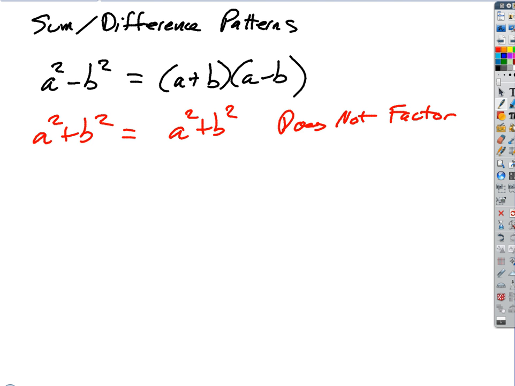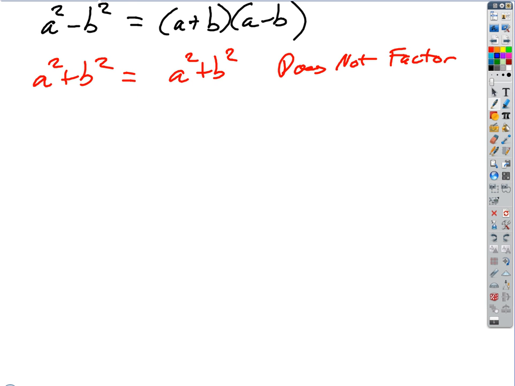Okay. All right, so now for our new stuff, let's line these up. So we've got a sum of cubes and a difference of cubes. There is a pattern here that I think helps you remember these. Okay? Here's the pattern.